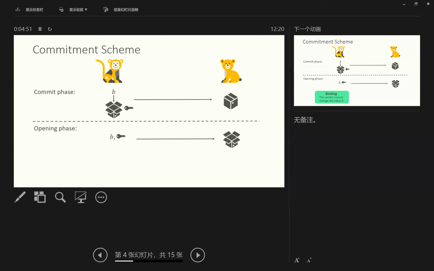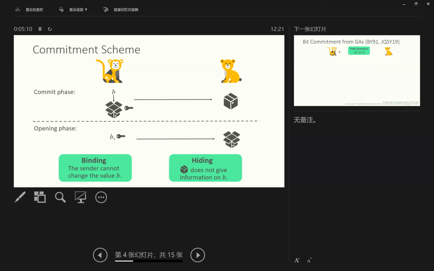Later in time, there is the opening phase where the sender sends value B and the receiver checks inside the box of the commitment. A commitment must be binding. This means that the sender can't change the content of the box. And hiding, so the box must not give any information about the bit.